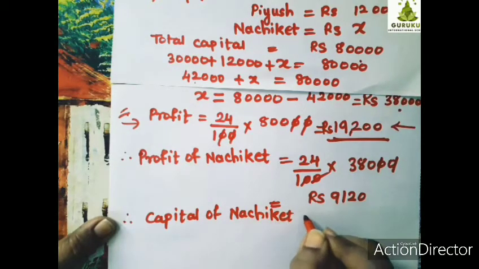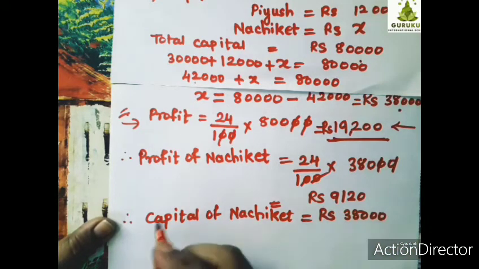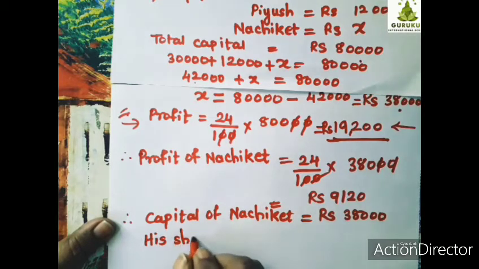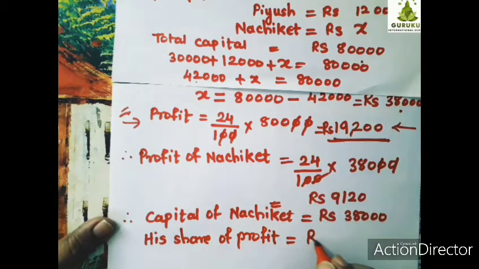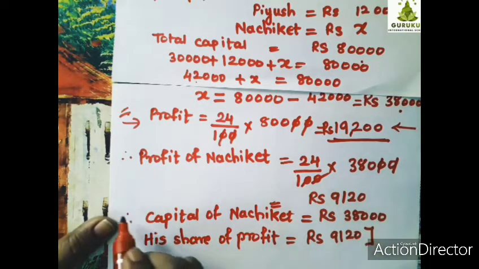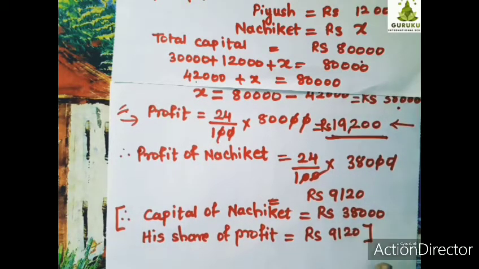Therefore, in the final statement you can write here, therefore capital of Nachiket is equal to rupees 38,000. His share of profit is equal to rupees 9,120. So again I repeat, they haven't asked us for the individual profit of Shweta and Piyush, so we are not finding it. We only have to find out the capital of Nachiket and the share of profit of Nachiket.